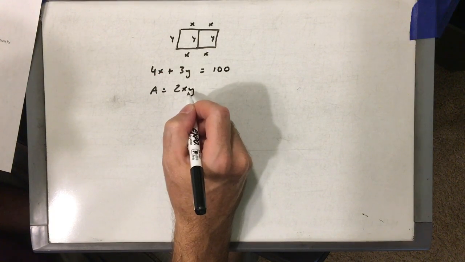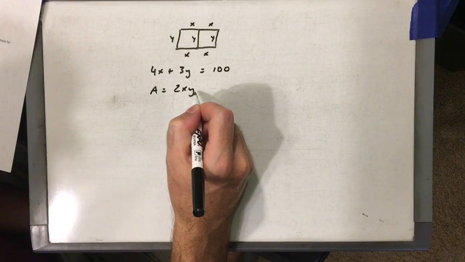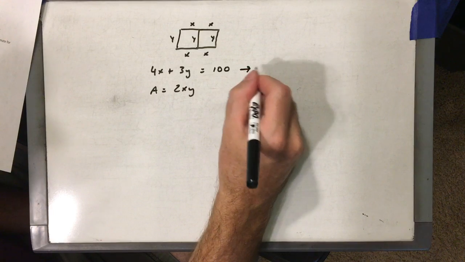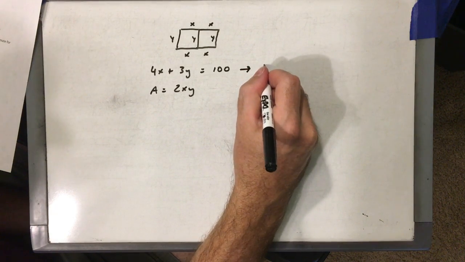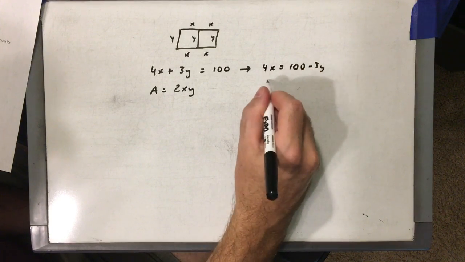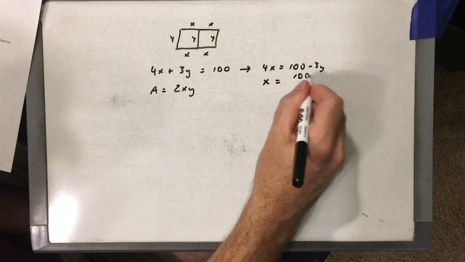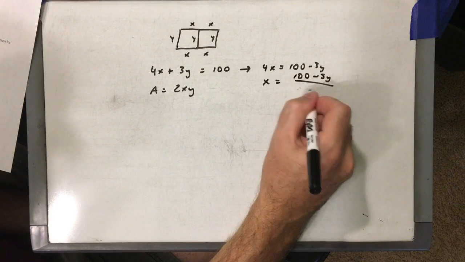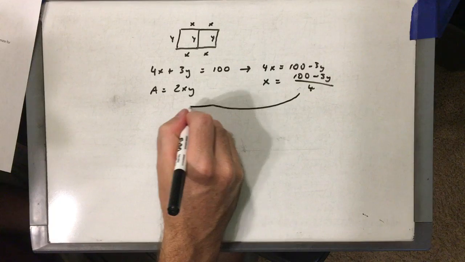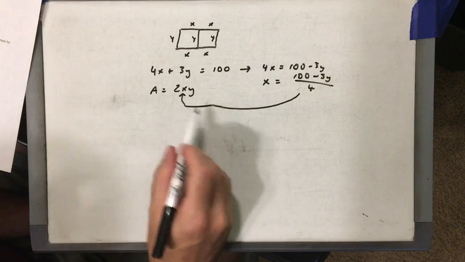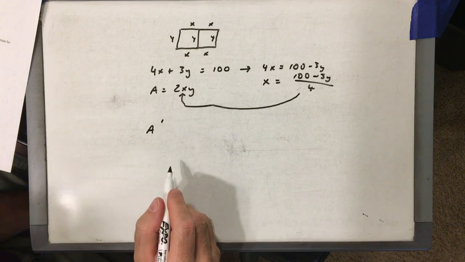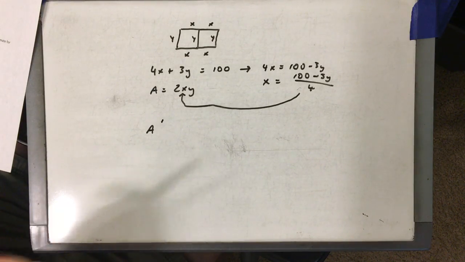And so we're going to take the derivative of this thing, so we'd have to solve for whichever one we prefer, right? Like 4x is equal to 100 minus 3y. So x is equal to 100 minus 3y over 4. And then we would substitute that in for x. And now we have an area equation that we're eventually going to have to take the derivative of. Okay, so that kind of problem.